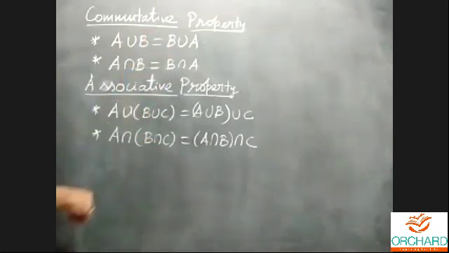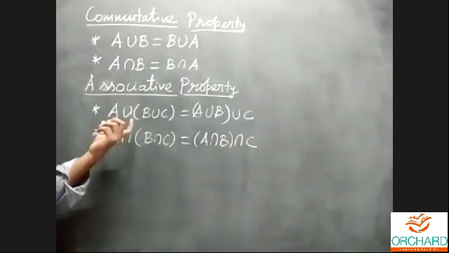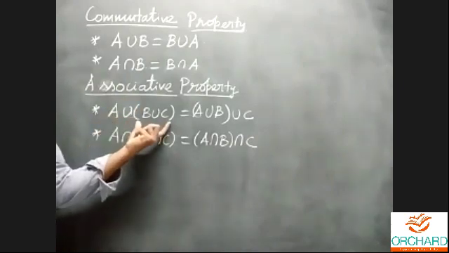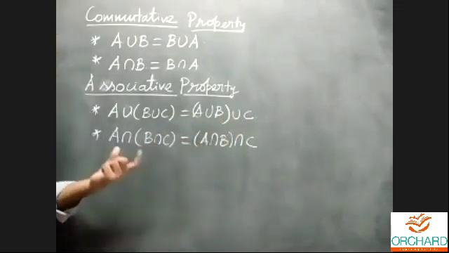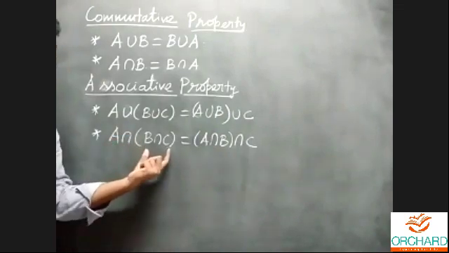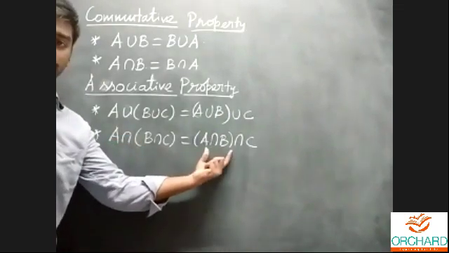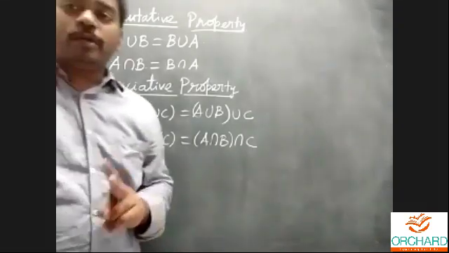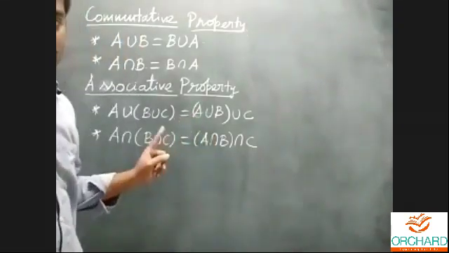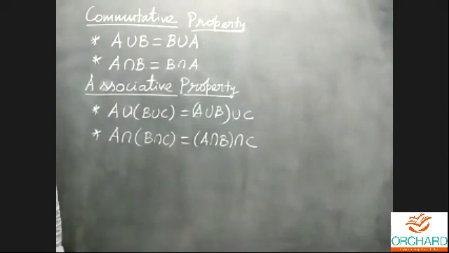Here also the associative property. A union B union C equal to A union B, that is a stop, union C. A intersection B intersection C equal to A intersection B intersection C. That is only the idea for the union and intersection for commutative property and associative property. For commutative property, there are only two sets, A and B. For associative property, there are three sets, A, B and C.